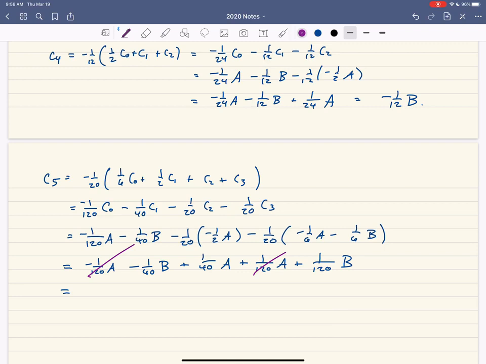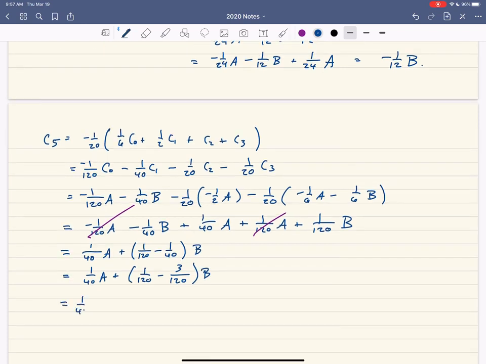And let's see. That means that we're left with 1/40 times A plus 1/120 minus 1/40 times B. And that works out to be, let's just do it. We get 1/120 minus 3/120. So 1/40 is the same as 3/120. So it's going to be minus 2/120 or minus 1/60 B. Okay, and that's C5.